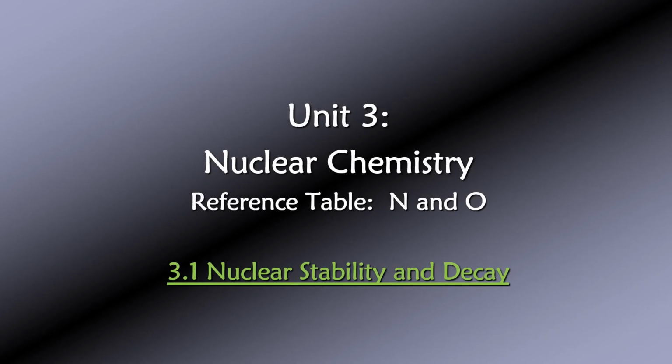Hello, everybody, and welcome to Unit 3, which is Nuclear Chemistry. The two reference tables that we will be using for the Nuclear Chemistry chapter are Table N and Table O in your reference table packet. So, today we'll be talking about nuclear stability and nuclear decay.